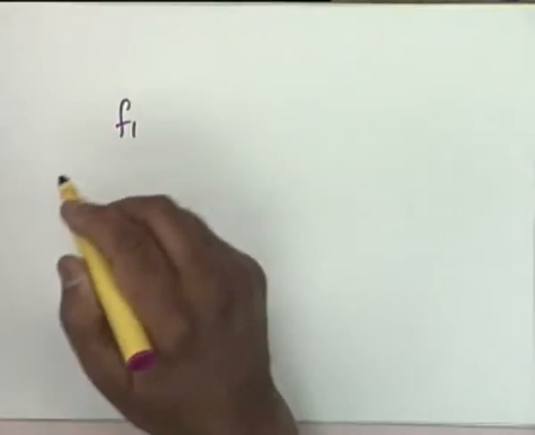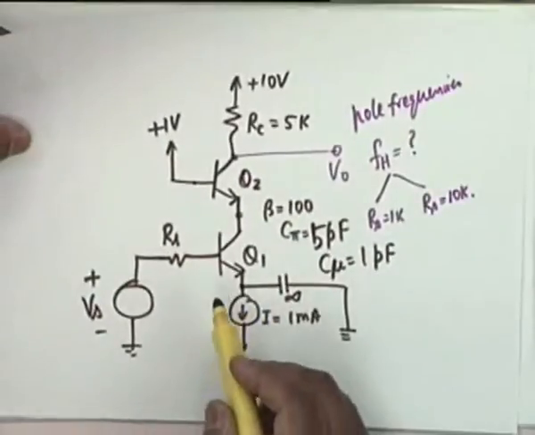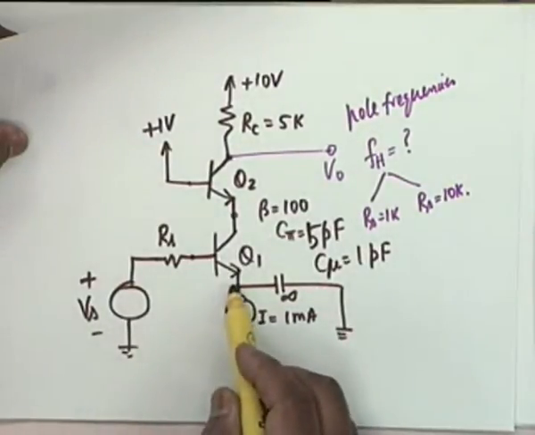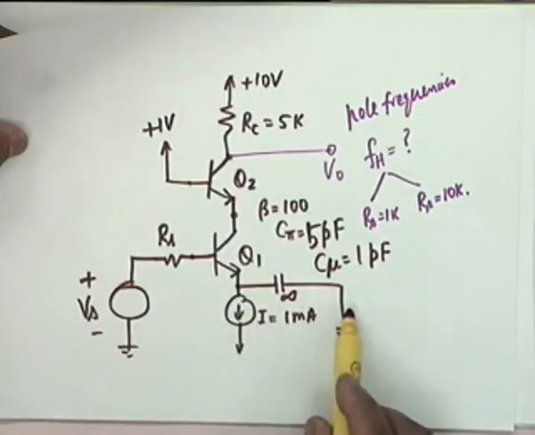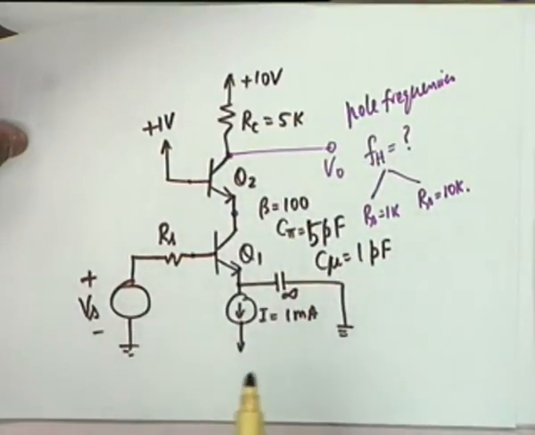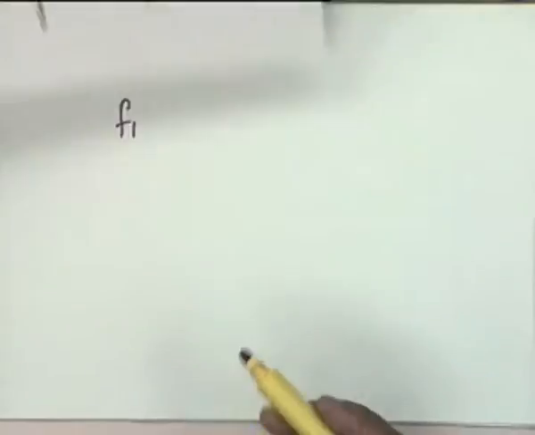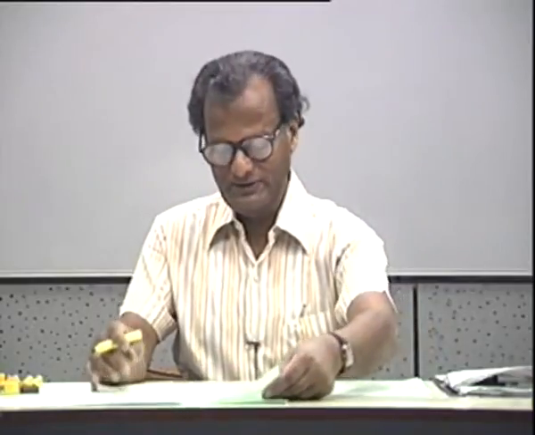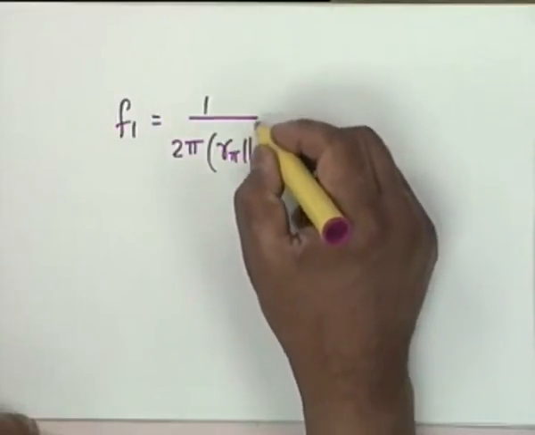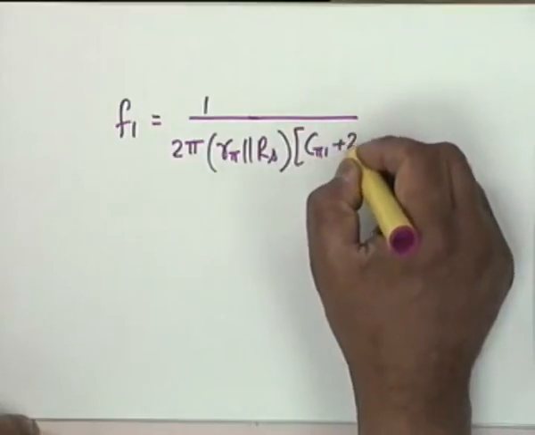Now, finally, our F1, the pole frequency F1. This is due to the input circuit. Let's look at the input circuit. What is the equivalent capacitance from here to ground? Only C_pi1? No. Plus twice C_mu1, the reflected one. And what is the equivalent resistance? RS parallel r_pi. That's correct. And therefore I didn't have to draw any equivalent circuit. F1 is 1 over 2 pi, r_pi parallel RS multiplied by C_pi1 plus twice C_mu1.